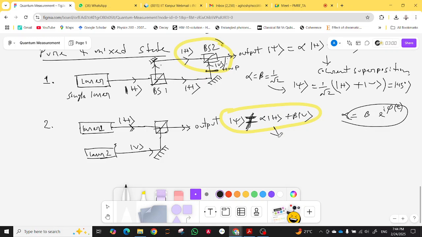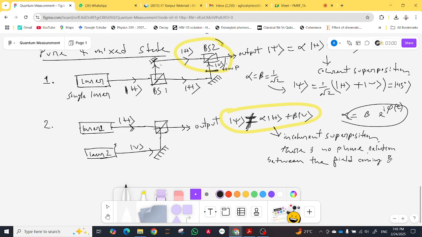This is because it is an incoherent superposition, not a coherent superposition. That means there is no phase relation between the fields coming from the two different laser sources.